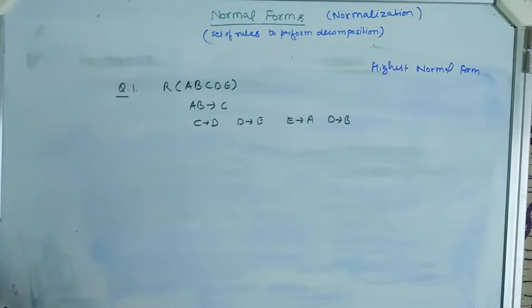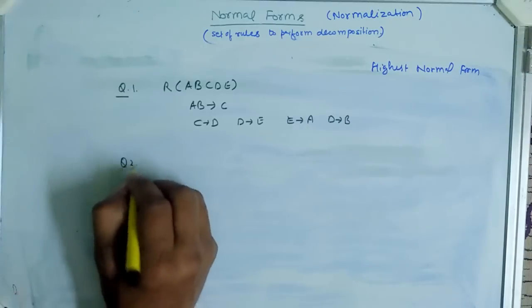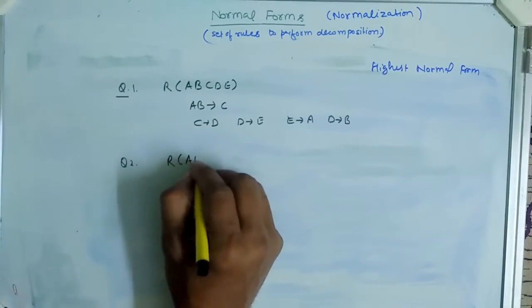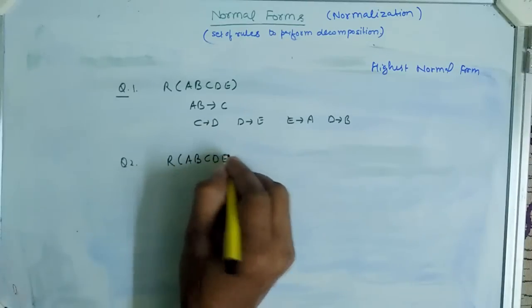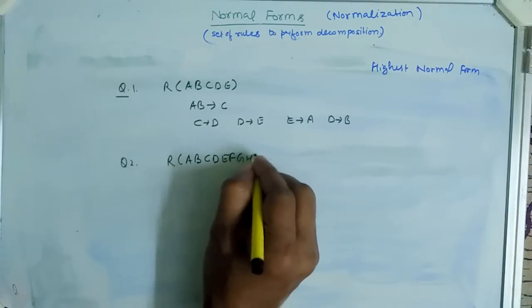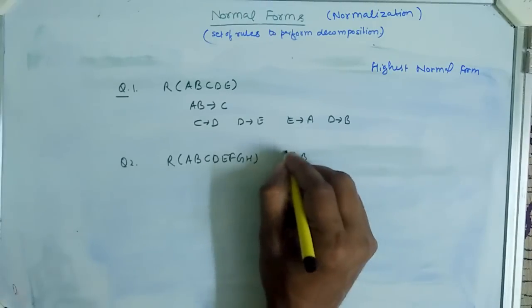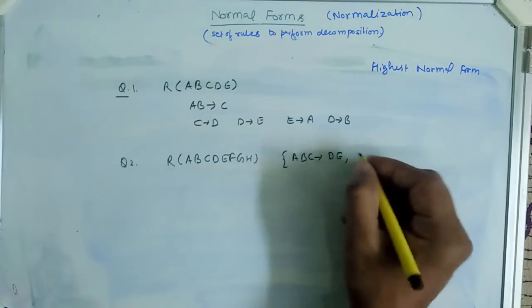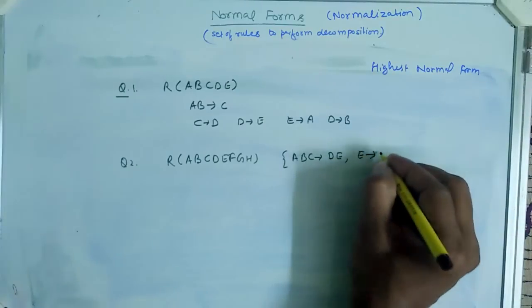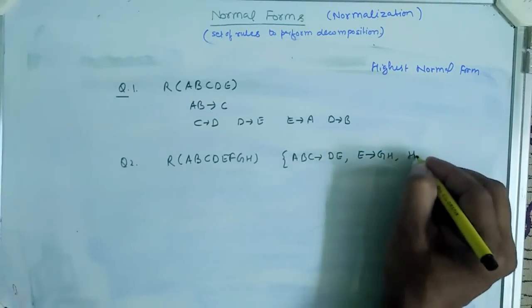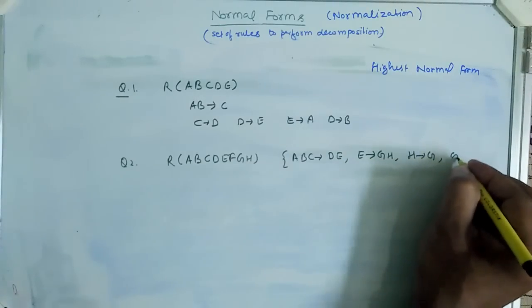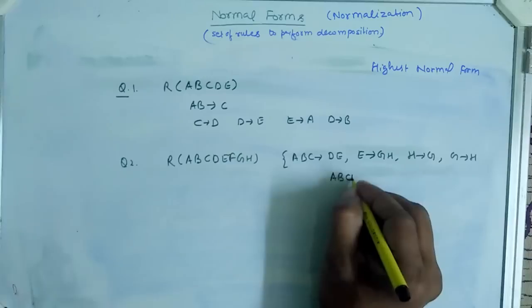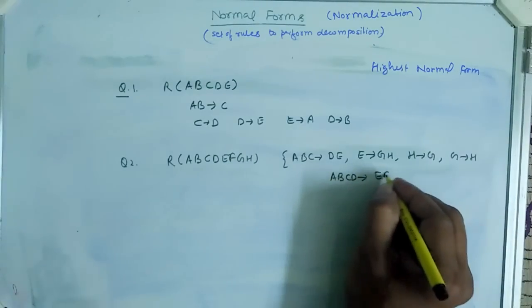Question 2. A relation R with the set A, B, C, D, E, F, G, H is given with the functional dependencies ABC derives DE, E derives GH, H derives G, G derives H, and ABCD derives EF.